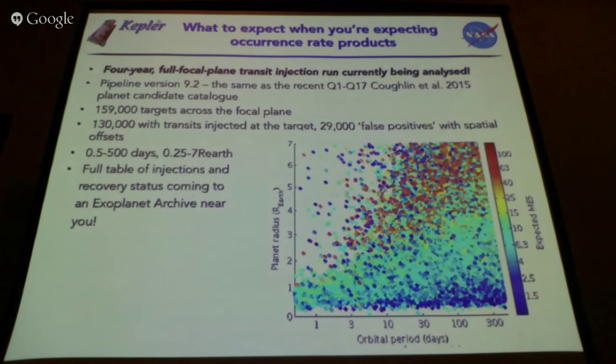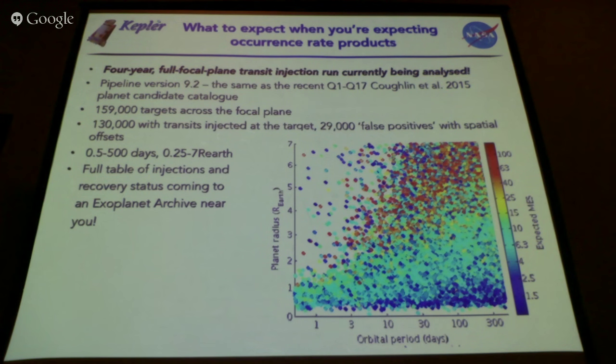Okay, now I'm going to talk, for the last few minutes, about the next experiment that we're doing. This is the one that goes into the 9.2 version pipeline for the Coughlin et al. catalog that just came out last month. And this is our big beast. This is the full focal plane, every target. This is the full observation baseline of Kepler, 4 years of data. So we've injected 159,000 planets into the field.